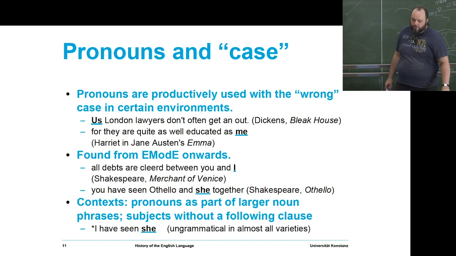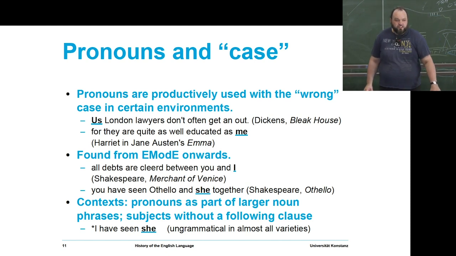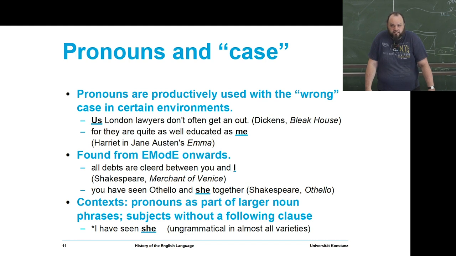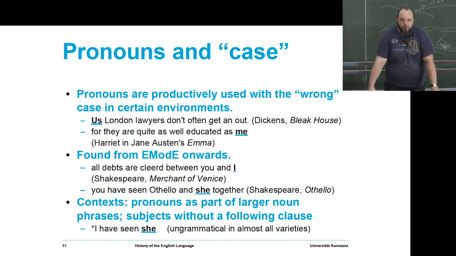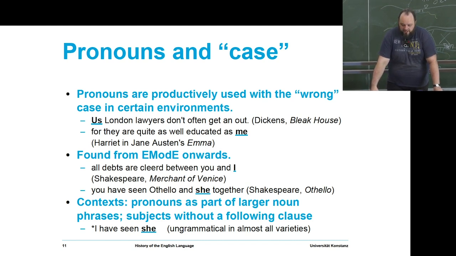Here's an example from Othello. "You have seen Othello and she together." Same deal, right? This is the direct object of the verb to see. We wouldn't expect a nominative pronoun here, but there it is. So it seems like when you get pronouns in certain environments, they take the wrong case or some weird case. And this is a very productive property of present-day English.